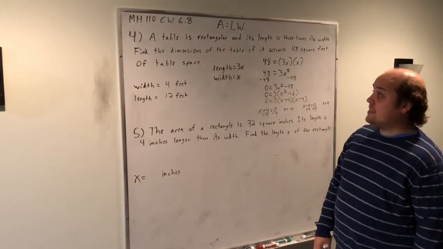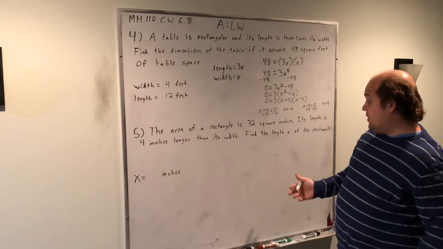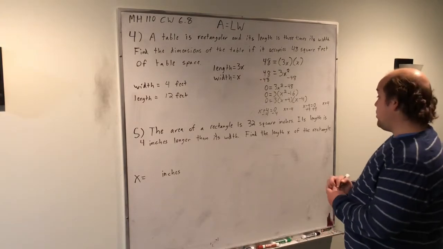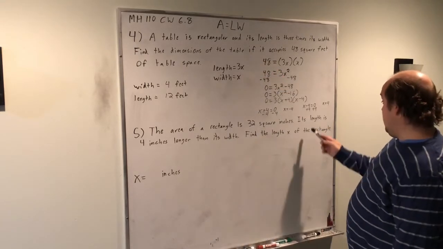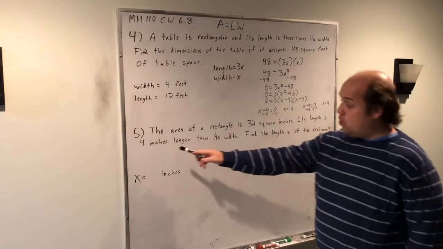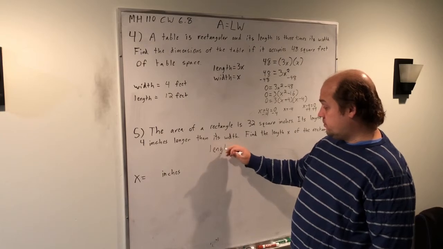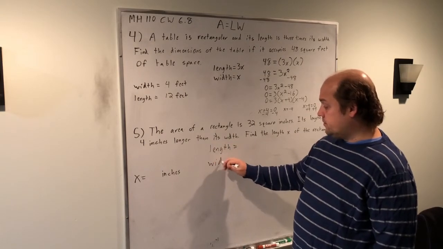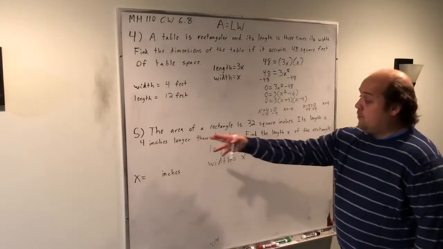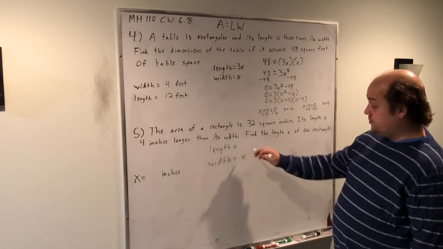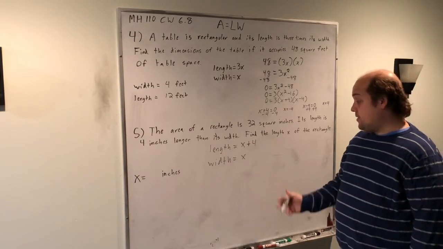In problem 5, it's the same general setup. We're trying to get to this A equals LW formula. The difference is when we're given the information about the length and width, instead of being a multiple, 3 times as large, here it's additive. The length is 4 inches longer. So what that means is when we go to set variables for length and width, we can still make the width x, but if we want to say 4 inches longer for the length, we need to call that x plus 4, not x times 4.